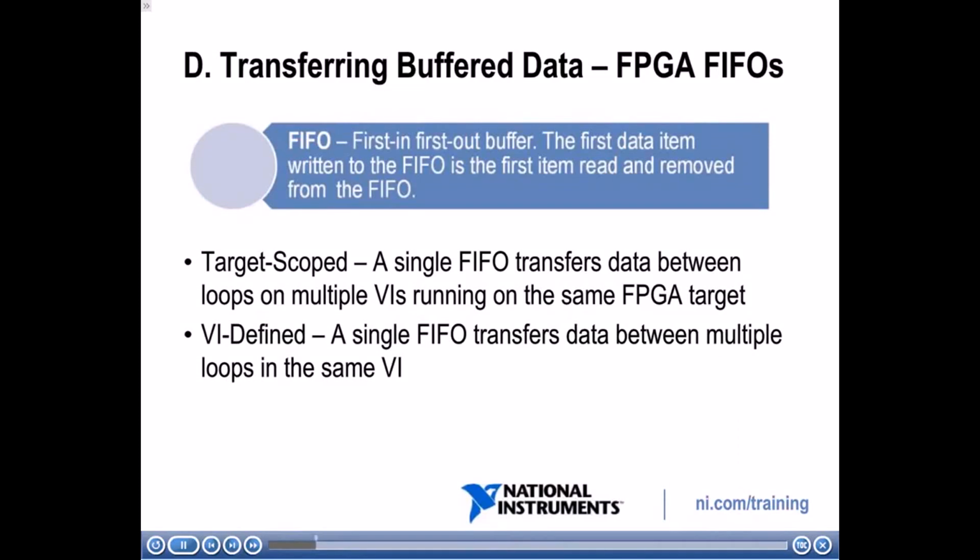So with a FPGA FIFO, you can create one that's target scoped, or you can create one that's VI defined. Again, if you're creating a target scoped one, that FIFO is going to be able to be used between loops on multiple VIs running on the same FPGA target. If it's a VI defined FIFO, then that single FIFO will be able to transfer data between multiple loops in the same VI.